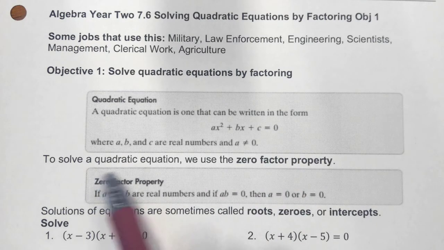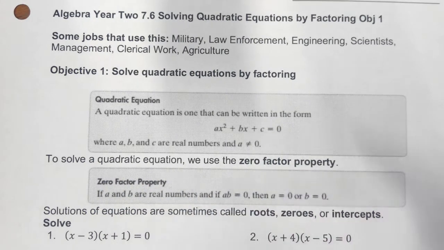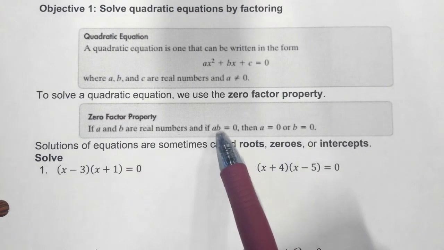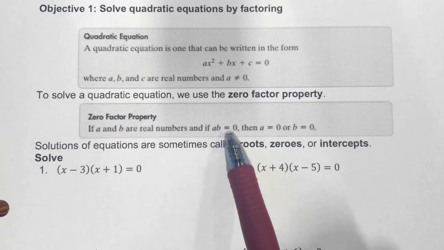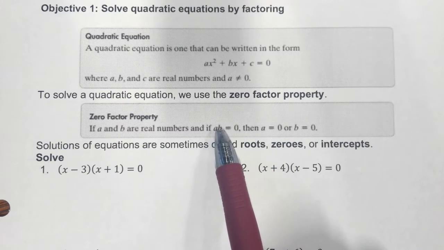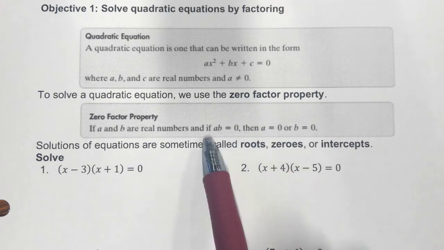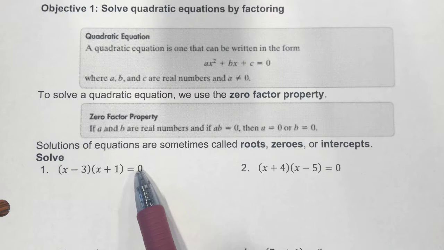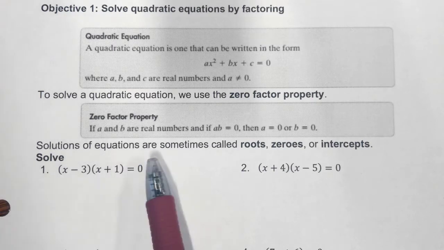Whenever we solve quadratic equations, we use a property that's called the zero factor property, which states that if you multiply two numbers together and it equals 0, then either one or the other of those numbers must be 0, or of course both of them can be 0. That allows us to take each of the things that are being multiplied and individually set them equal to 0 and solve each of those very simple equations for the variable that's missing.